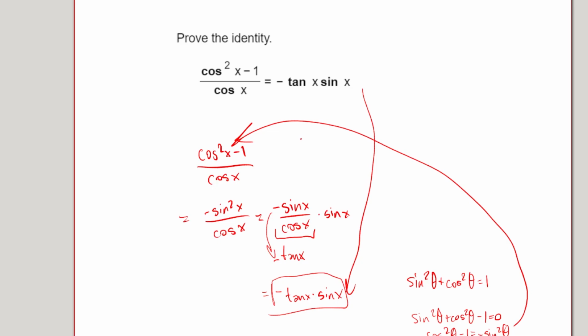So firstly, we simplify the numerator, and then we split it up into a fraction that we know, and then just whatever else we have, and then we simplify into tangent of x, negative tangent of x times sine of x.